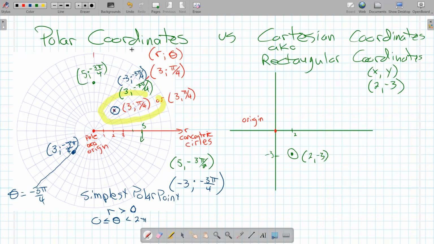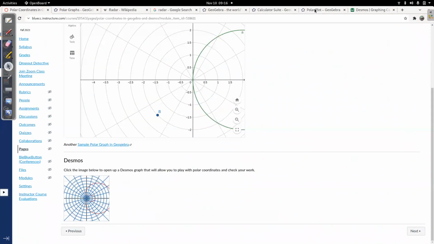And you may ask, well, why would we bother with polar? This seems a little nuts. Well, it's not. It's super, super important in many physical ways. So let me give you a quick preview of that.